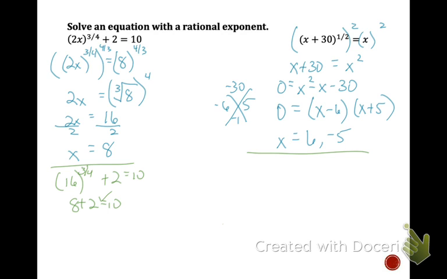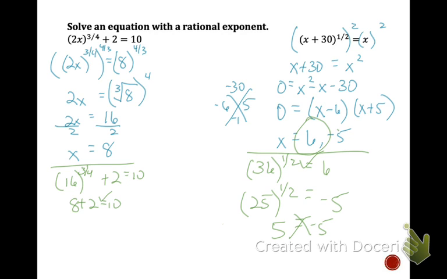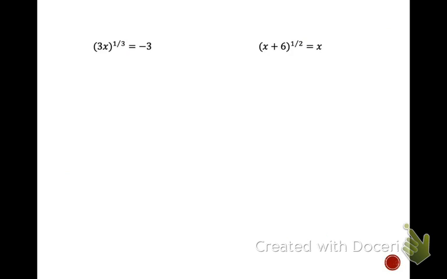So let's check them both one at a time. So plugging in 6 for x, we get 36 to the 1/2 power equals 6. We're checking that. And yes. And then plugging in negative 5, we get 25 to the 1/2 power equals negative 5. And that is false, because we take the positive rational exponent, which is 5, and that does not equal negative 5. So only x equals 6 is our solution in this example.